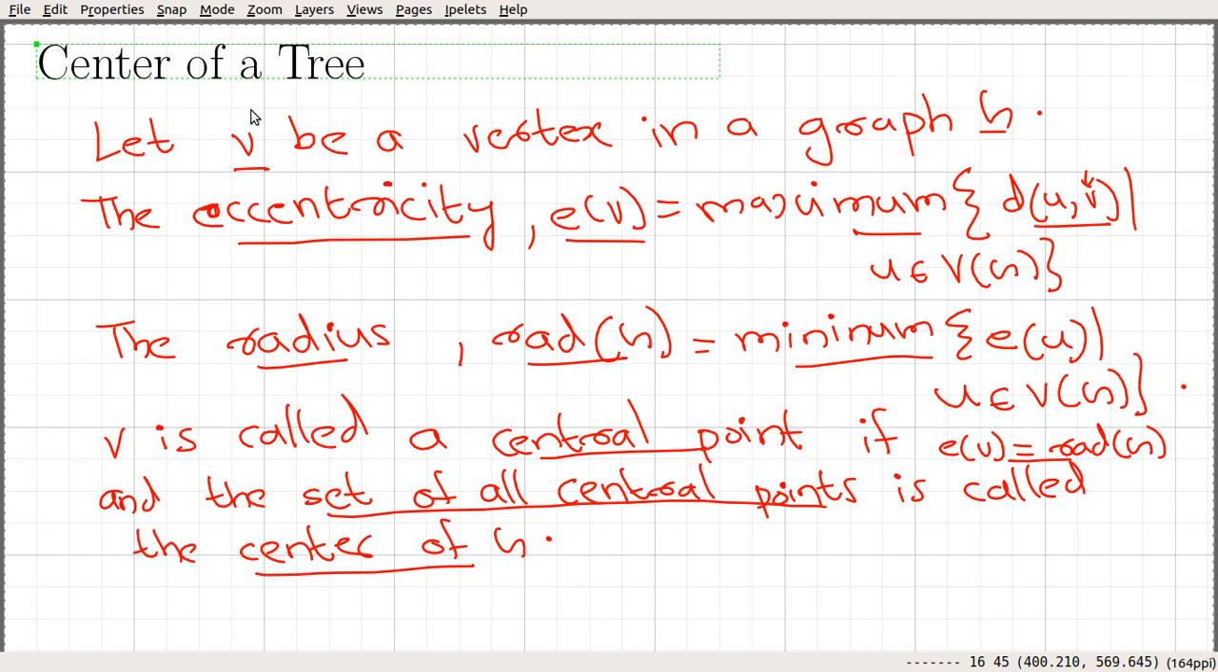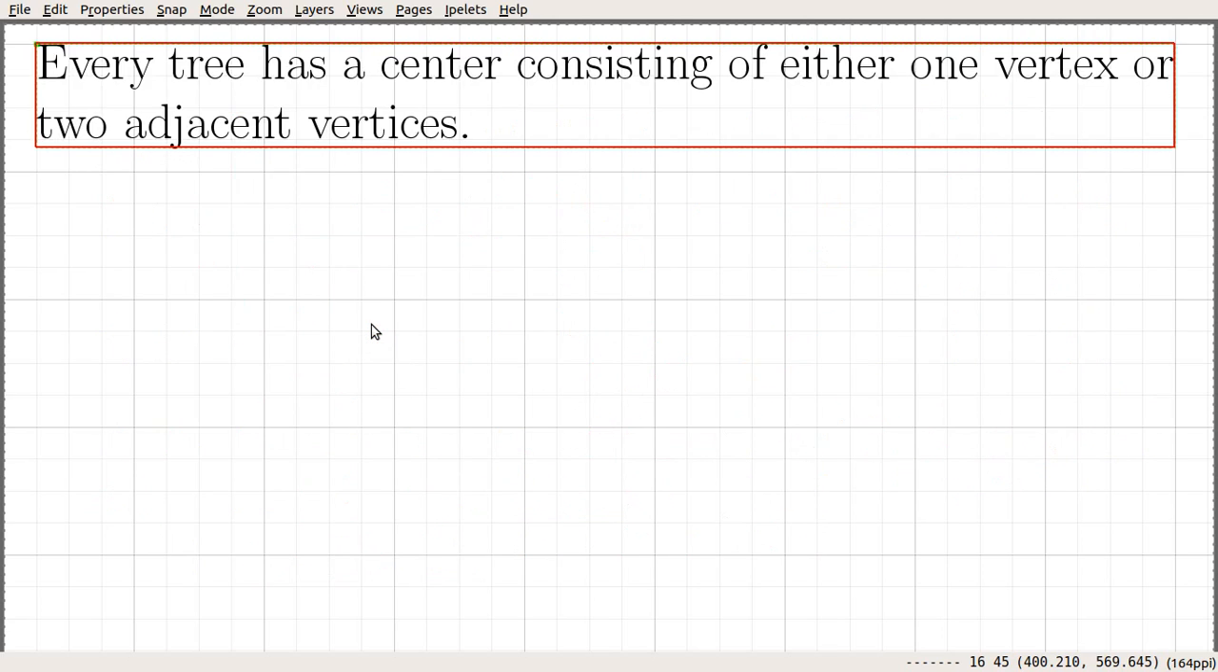Okay, so these are some basic definitions we need to talk about the center of a tree: the eccentricity, the radius, and the center of a graph G. Okay, so once we understand all these definitions, let's go and look into the statement related to the center of a tree.